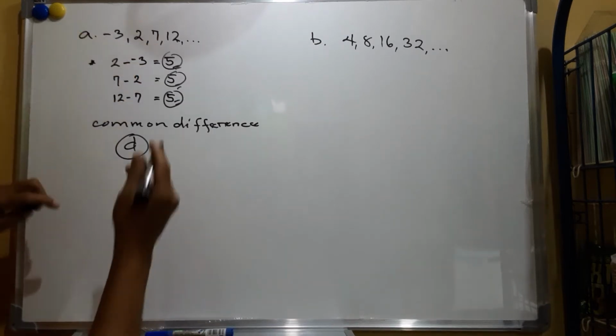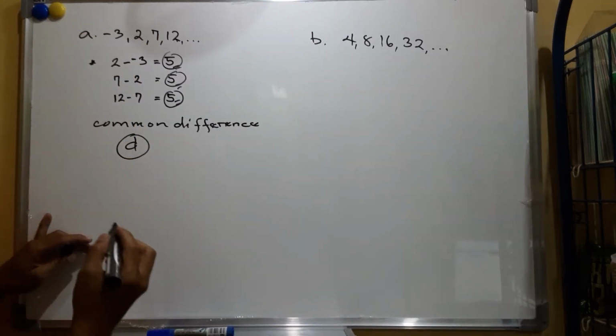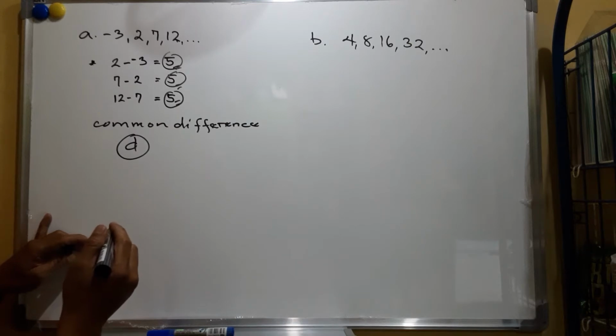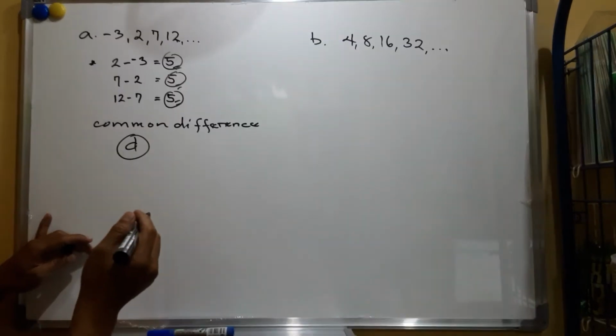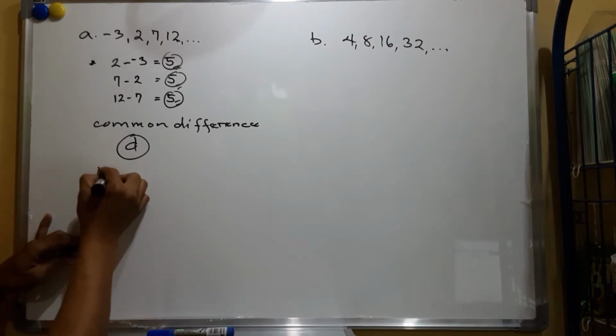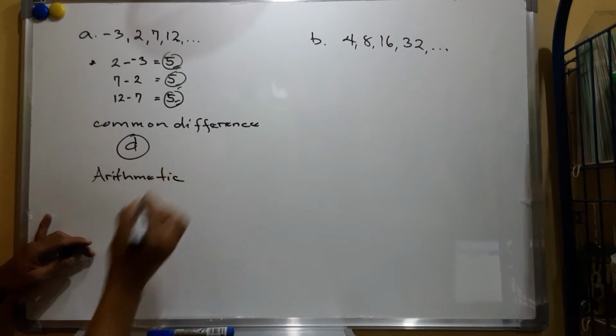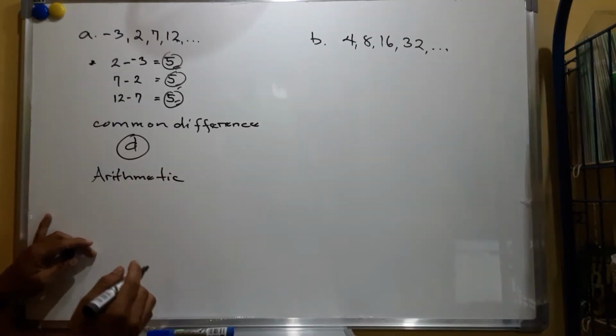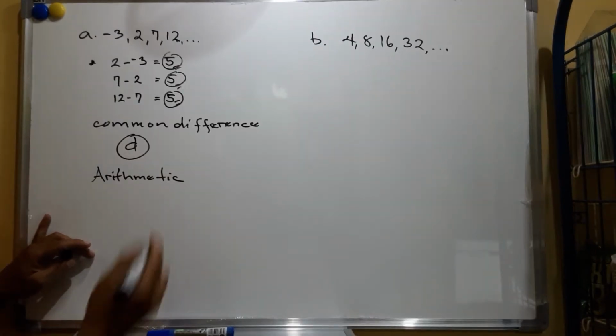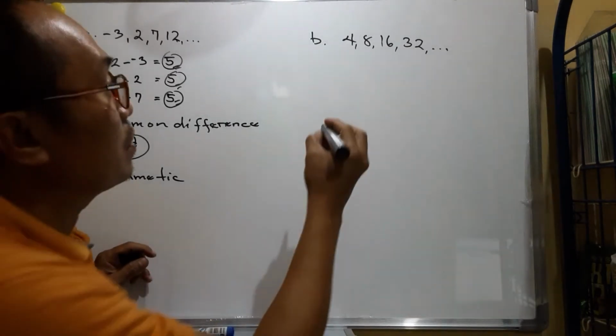Clear? So therefore we can conclude that since the differences are equal, the sequence is arithmetic indeed. So this is arithmetic.